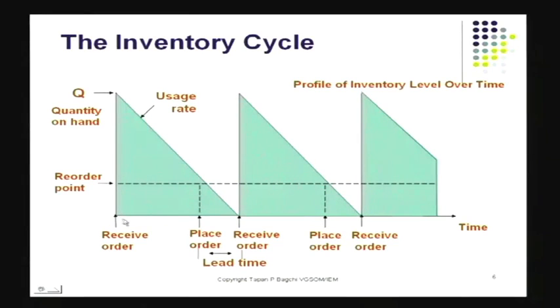So this is the distance. This is the height of my inventory stock. That's what I'm showing here in the picture. I receive the order and immediately my inventory goes up. And then of course, as I sell the items or if I use the items, inventory starts coming down.